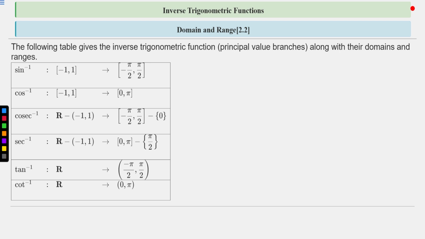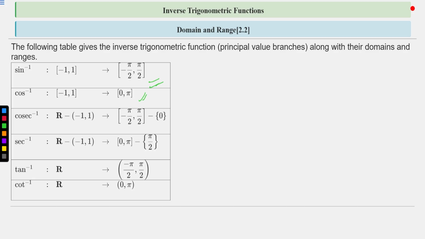Okay. So the following table gives the inverse trigonometric function principal value branches along with their domain and range. The domain of sine inverse is -1 to 1, and the range is -π/2 to π/2. The domain of cos inverse is -1 to 1, and the range is from 0 to π, right? You will have to remember these things.